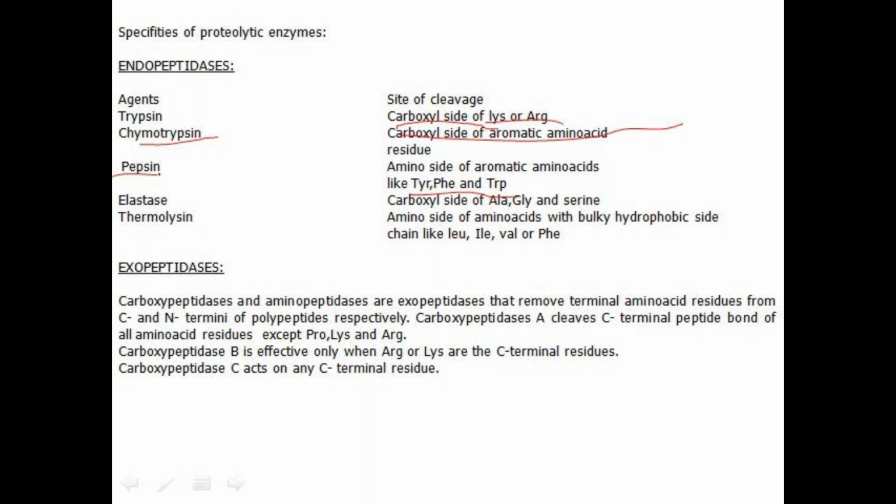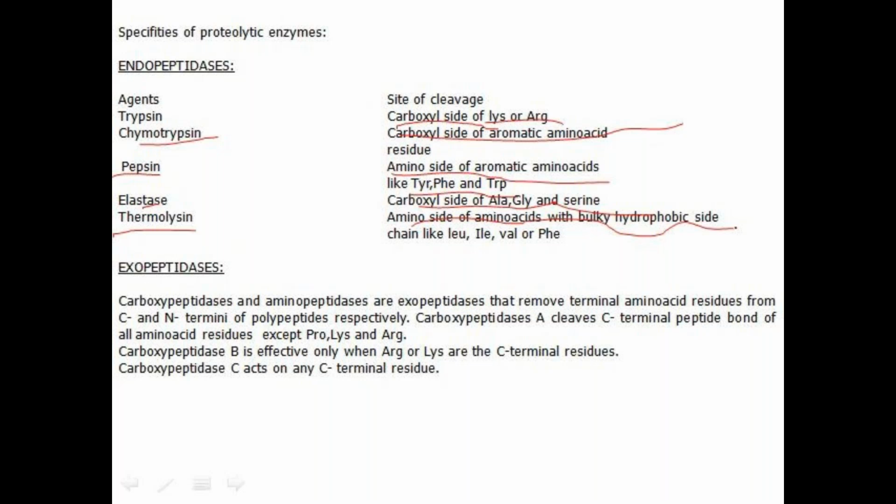Whereas pepsin breaks at the amino side of aromatic amino acids. Next, the elastase enzyme acts at the carboxyl side of alanine, glycine, and serine. Next, thermolysin mainly acts at the amino side of amino acids containing hydrophobic side chains, like leucine, isoleucine, or phenylalanine.